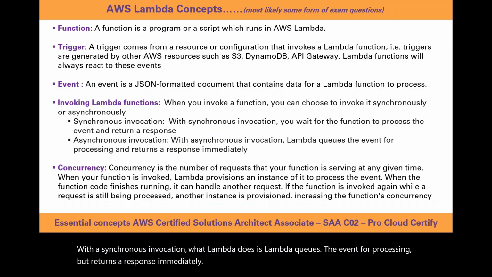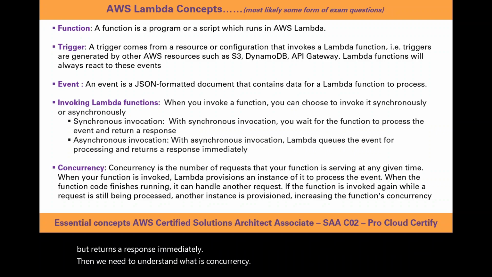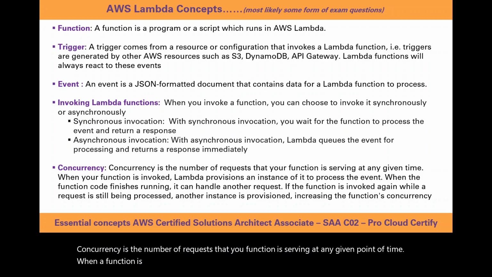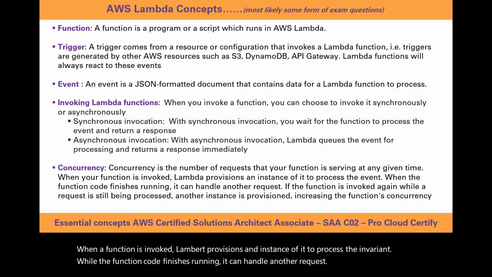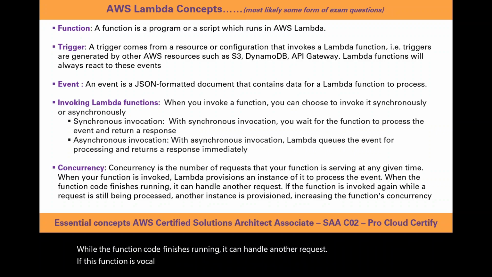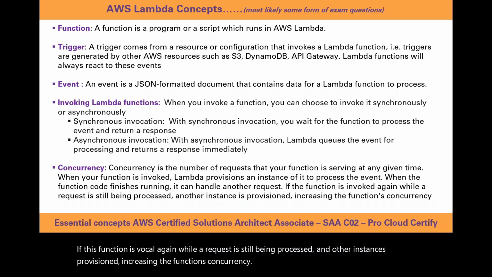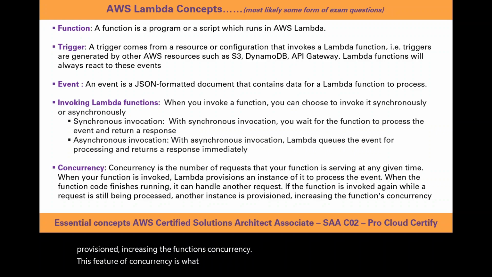Then we need to understand what is concurrency. Concurrency is the number of requests that a function is serving at any given point of time. When a function is invoked, Lambda provisions an instance of it to process the event. While the function code finishes running, it can handle another request. If this function is invoked again while a request is still being processed, another instance is provisioned, increasing the function's concurrency. This feature of concurrency is what makes AWS Lambda scalable from multiple requests.